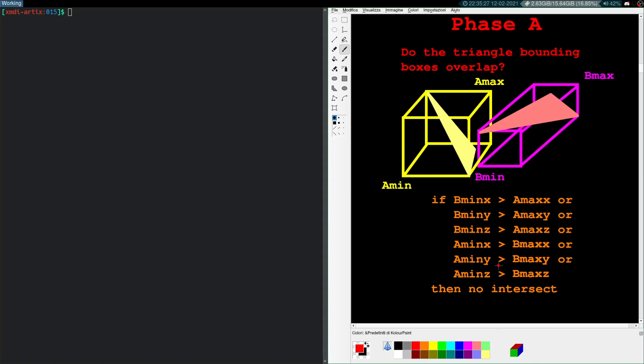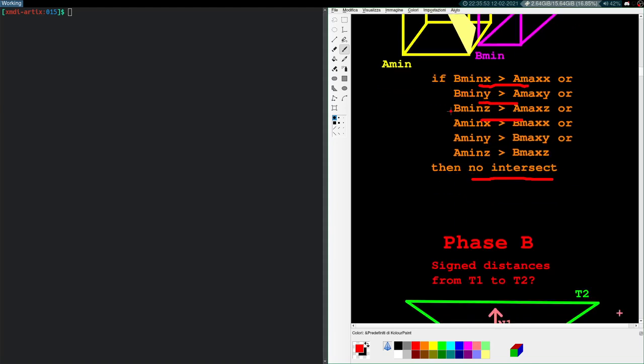And that's why you always want to do this test first, because you can throw away 99% of all triangle intersection cases with this very simple test. If any one of these fails, you can immediately say no intersection. It could be a single operation, it could be two, it could be three, whatever. You'll be able to figure out very quickly if they intersect or not.